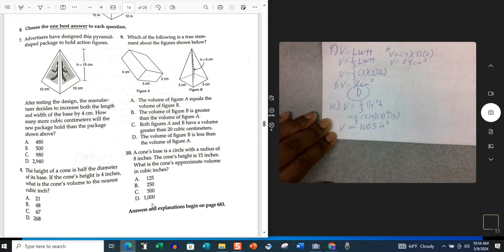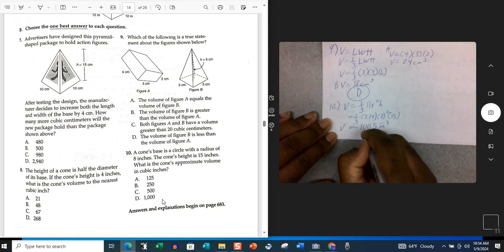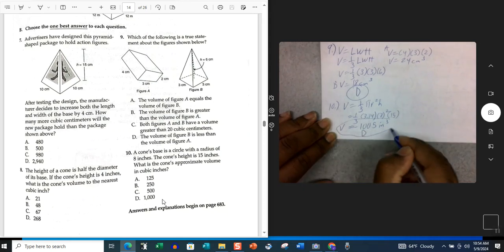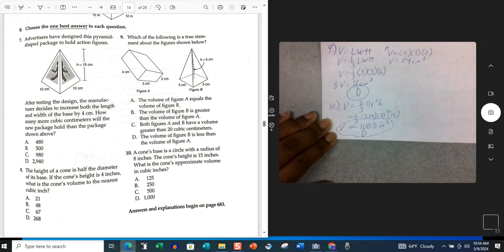So our answer here would be, that's interesting. So the answer is 1005, but we will have to pick the best answer, which would be D. So that would be our final answer. Now this is good because, like I always tell you, with the choose the one best answer to each question, we notice that these two are not the same, but the 1000 is closer than any of the other values, so that is why it's D.